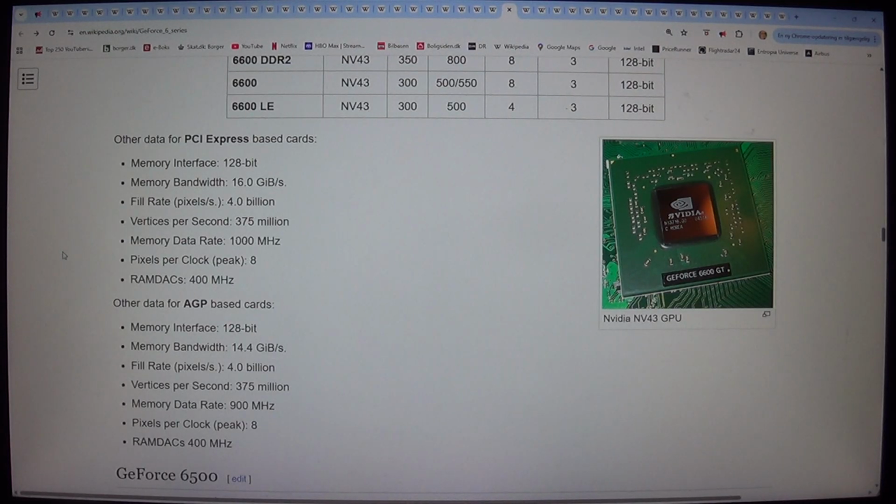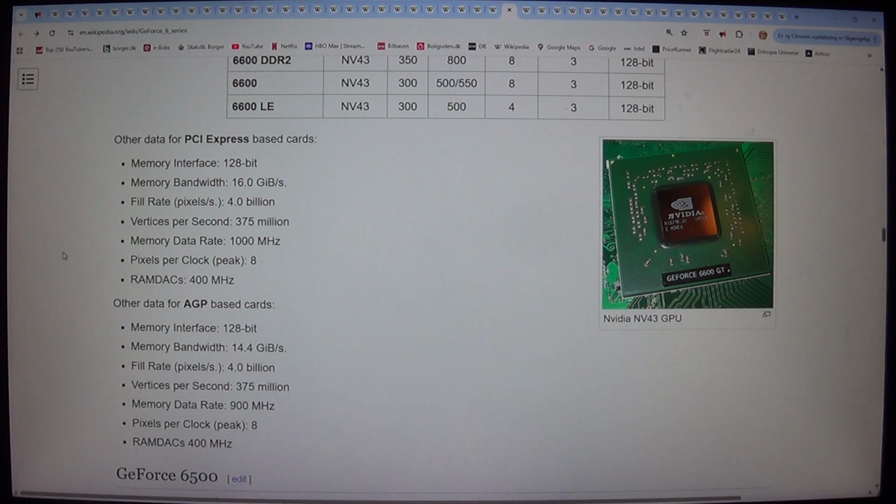Other data for PCI Express based cards. 1. Memory interface, 128-bit. 2. Memory bandwidth, 16.0 GB/s. 3. Fill rate, pixels/s, 4.0 billion. 4. Vertices per second, 375 million. 5. Memory data rate, 1000 MHz. 6. Pixels per clock, peak 8. 7. RAMDACs, 400 MHz.